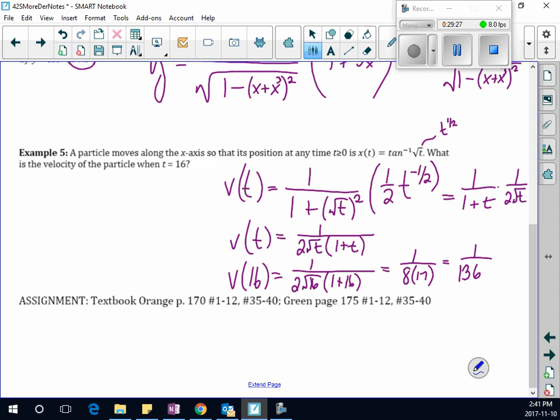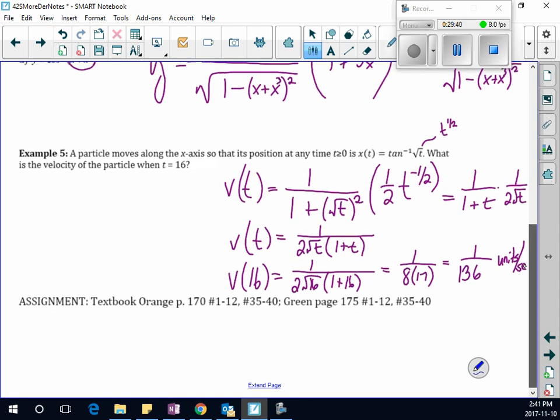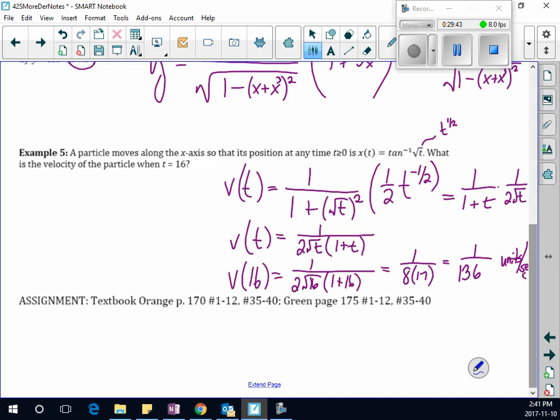It doesn't really say, does it? It usually does say units per time. I need to fix up that question so it has the units in there. Sorry. So anyways, there's your assignment. They are different if you're looking at the solutions in the orange, just so you know.